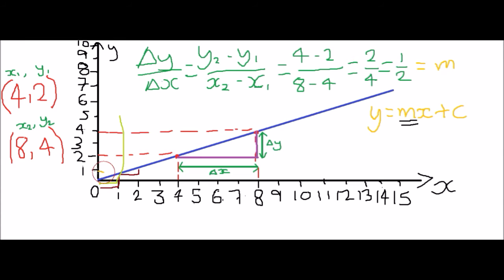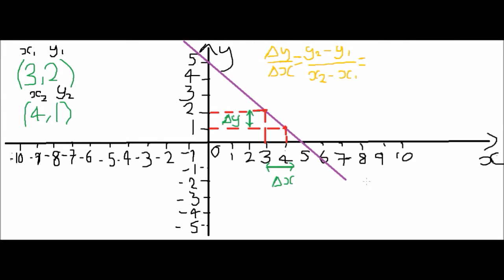So in this case, it will be here, so 0. Similarly, if the line was higher up and it crossed across 5, it'd be 5, and so on and so on. So this gives us our equation for the straight line being y equals a half x plus 0, which is the same as just y equals a half x. And that's how we can use the gradient to get the equation of a straight line.